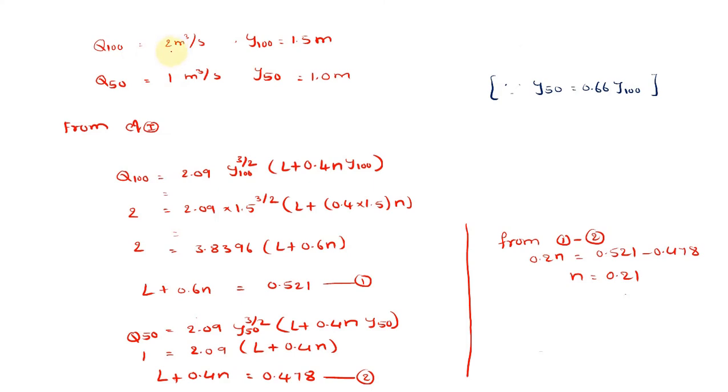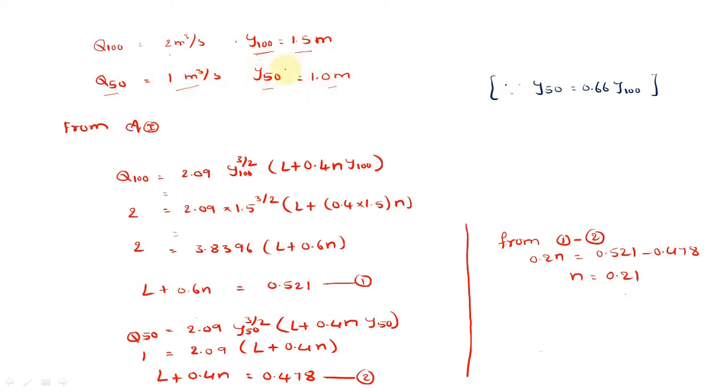Q100 means discharge through a single notch. We are designing a single notch. Q100 is 2 meter cube per second and the full supply depth Y100 is 1.5. And Q50, 50% of discharge, is 1 meter cube per second and Y50 is 1 meter.